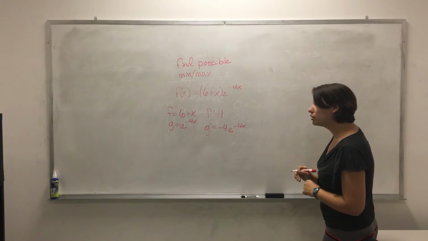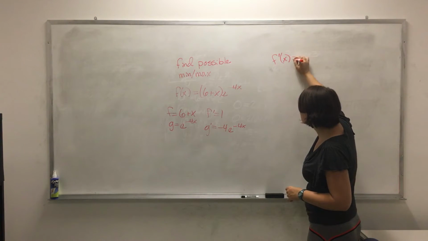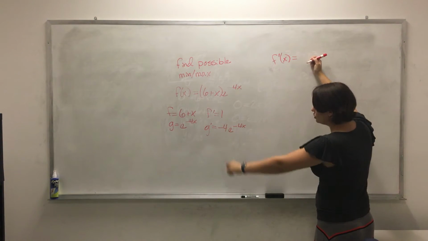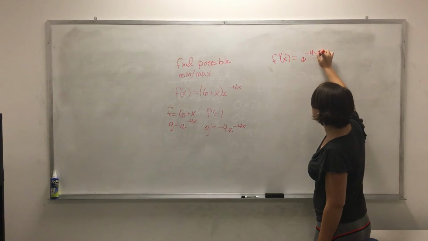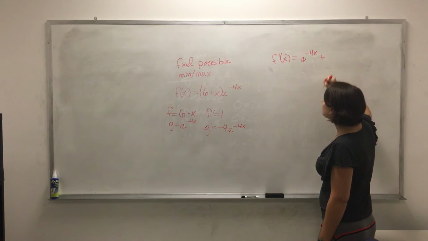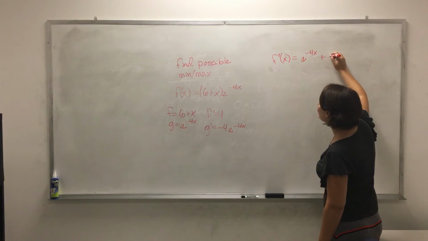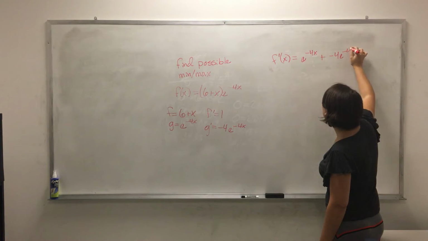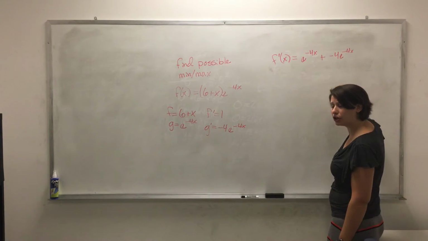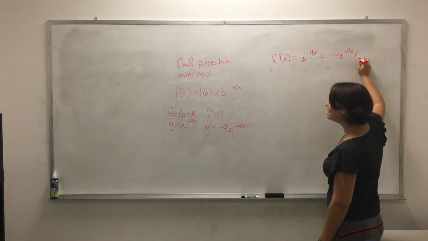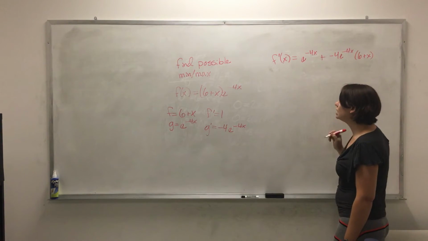Now this was a product rule, so we go into the product rule format. So f prime of x is equal to f prime times g. So 1 times g is just g, e to the negative 4x, plus, because product rule, g prime times f. So negative 4e to the negative 4x, you can write that in parentheses. It doesn't need to be, but it doesn't hurt anything. Times, now this does need to be in parentheses, 6 plus x, again because it's a quantity.